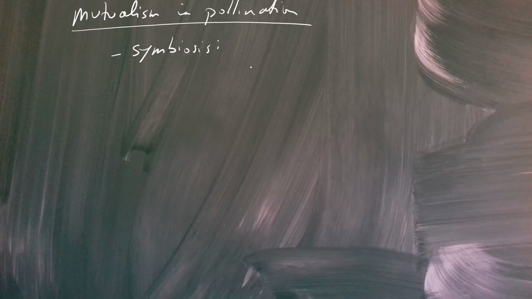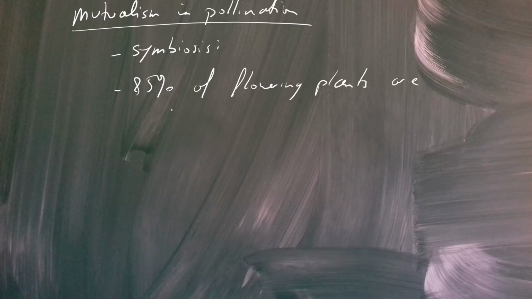So this means that around 85% of flowering plants are insect pollinated. The consequences are pretty intense. If you spray poison to kill off the insects, you're killing off the plants, because pollination and plant reproduction cannot happen.